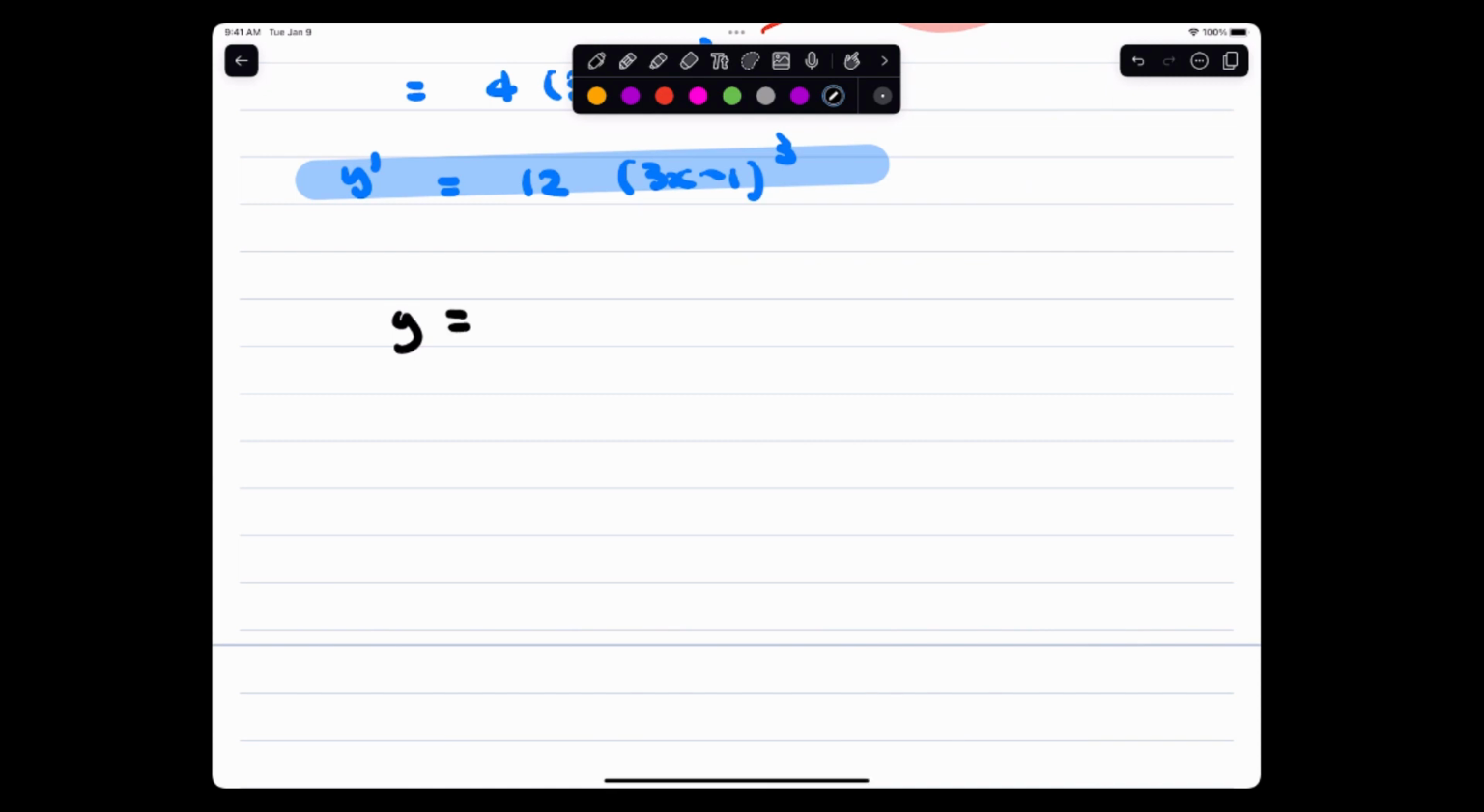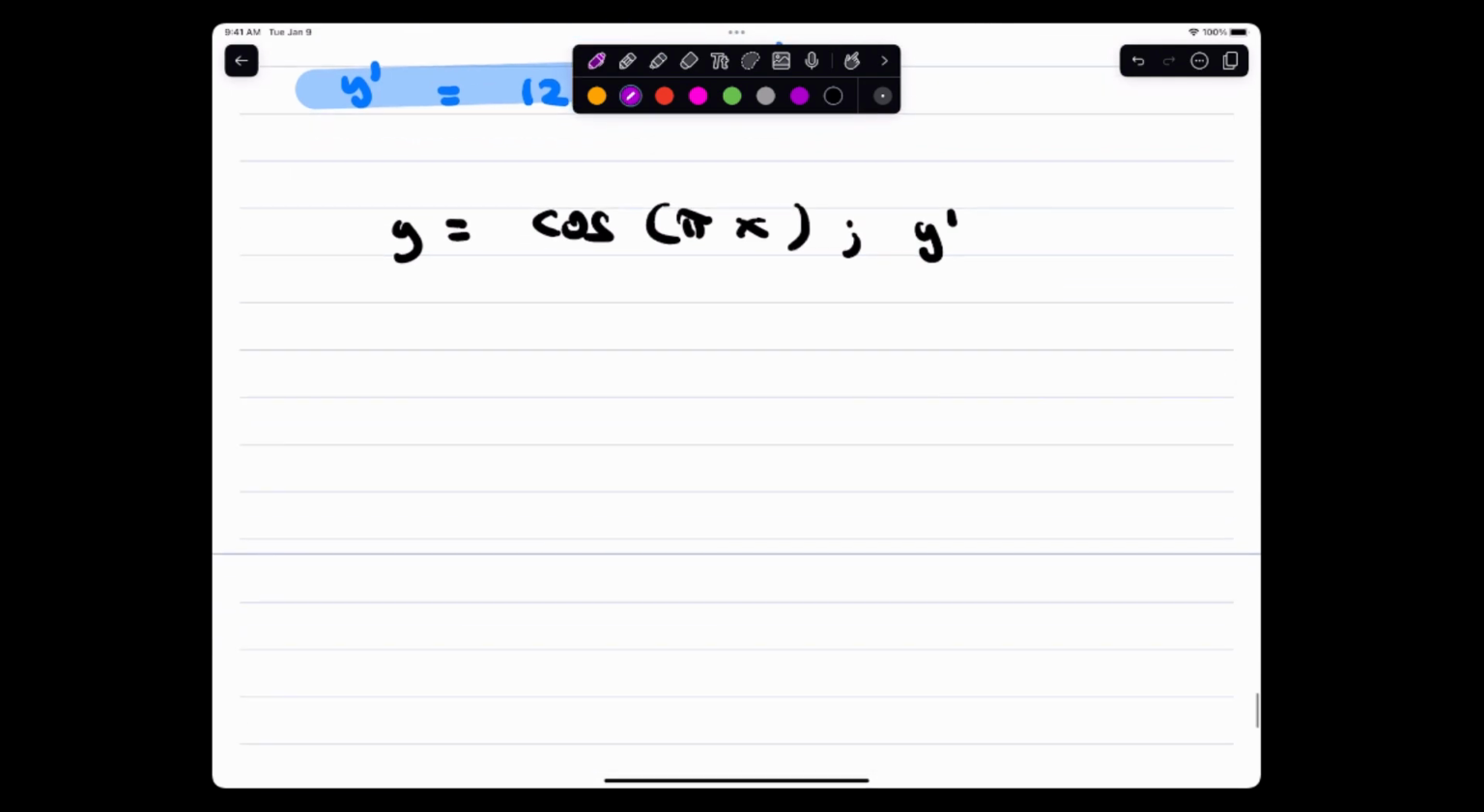What if they gave you y equals cosine pi x? Okay? And yes, they want you to find what? Y prime. So, let's give you what I wrote down before, okay? Let's give you an operator notation version.